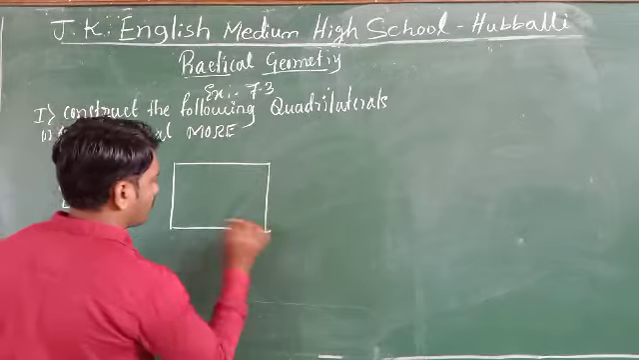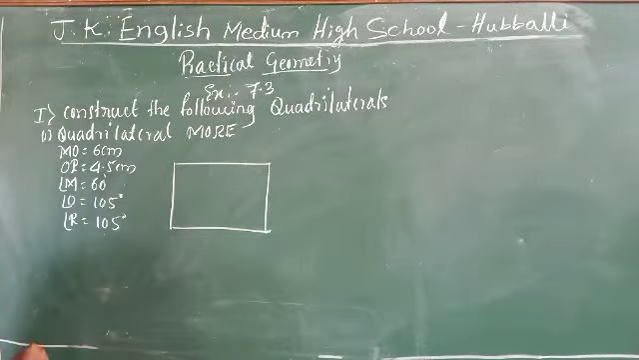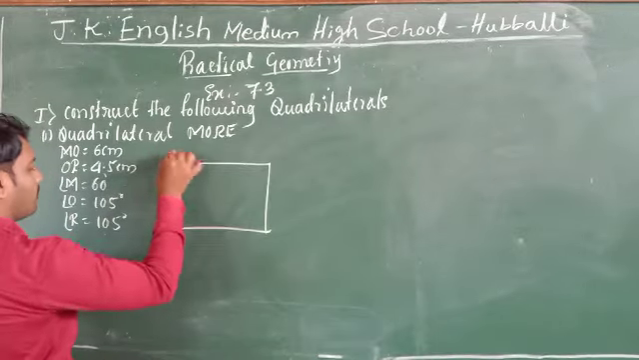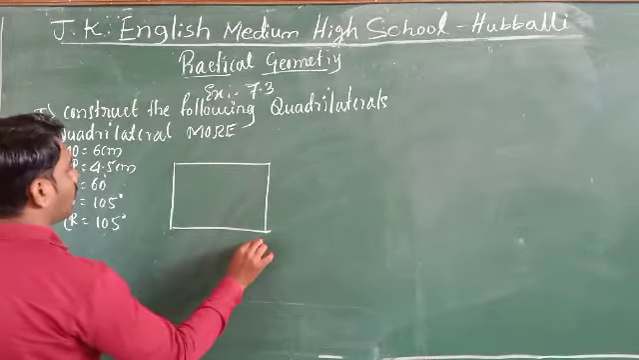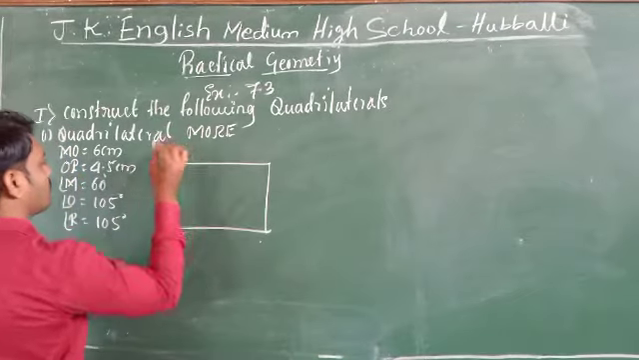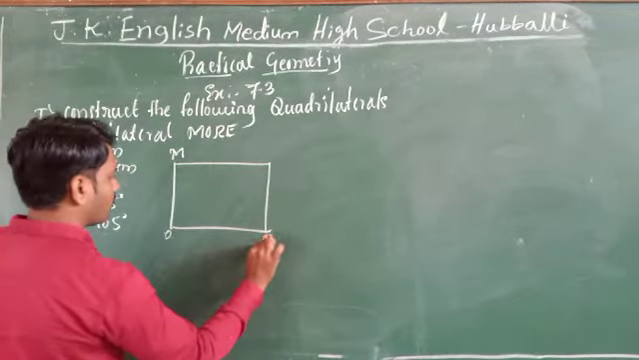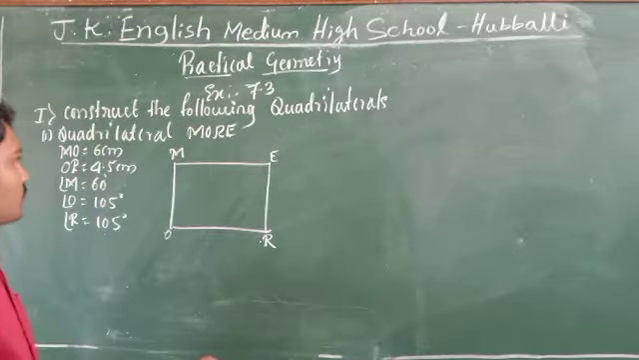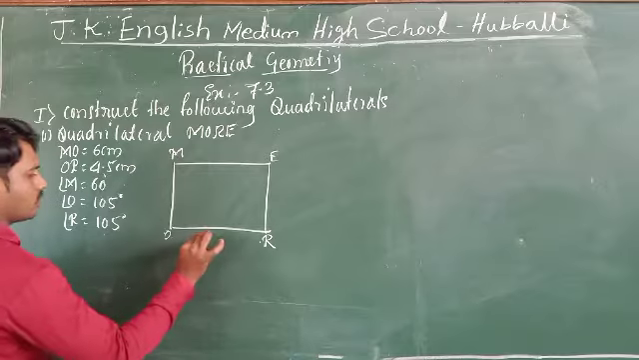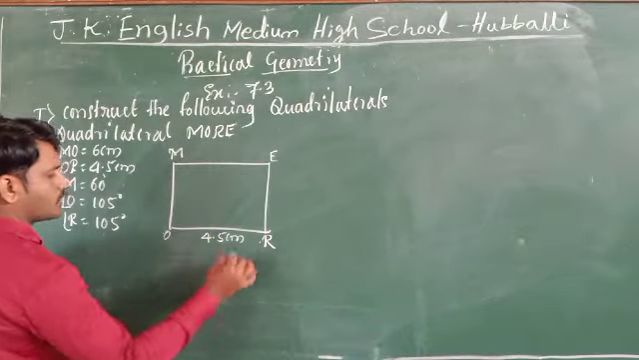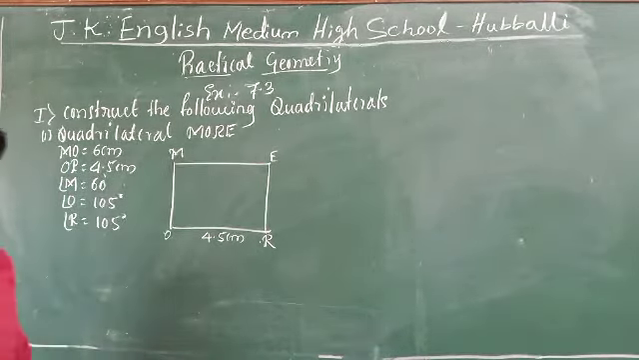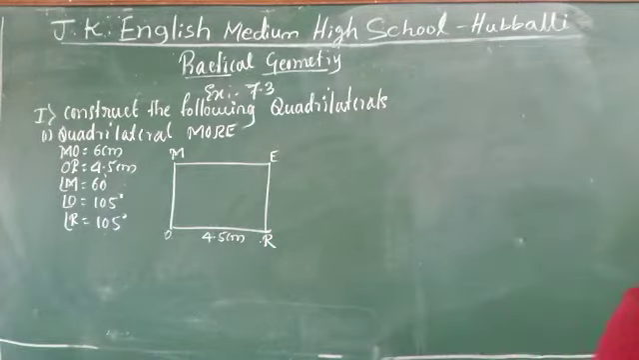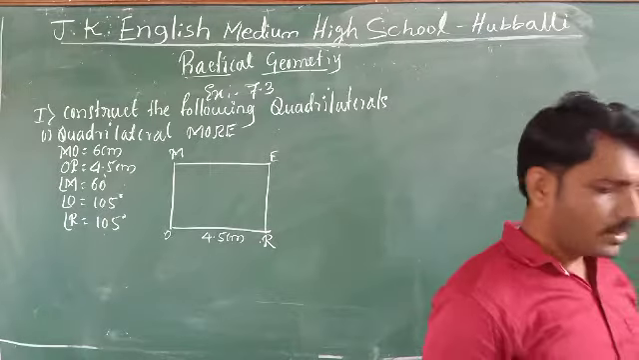This is our rough quadrilateral. So let us start with M-O-R-E. Why am I telling like this? So here OR is there. OR is how much? 4.5. So just to set up, you take this side as the base of the quadrilateral.